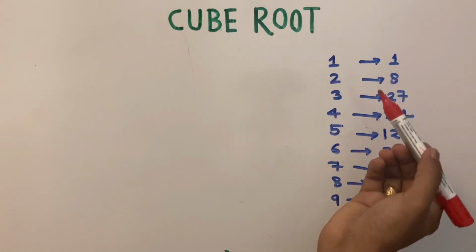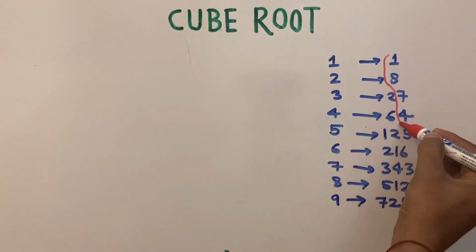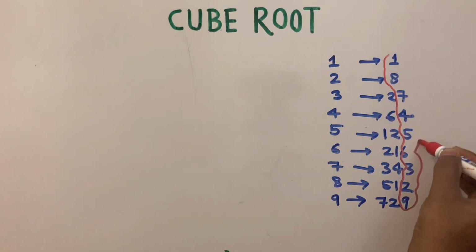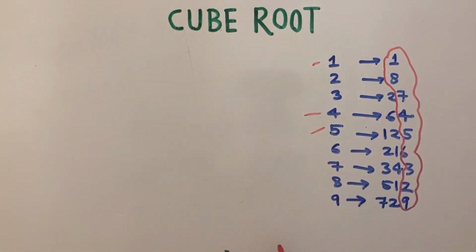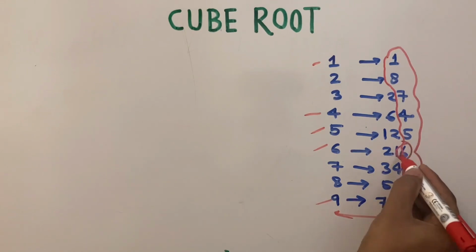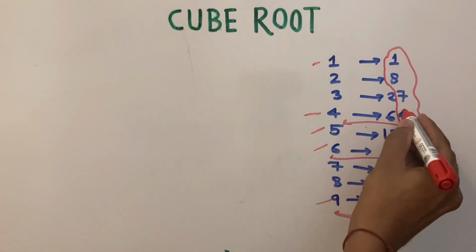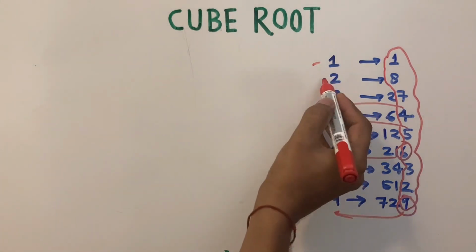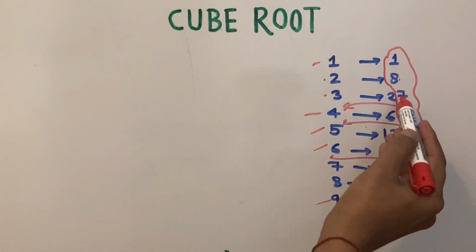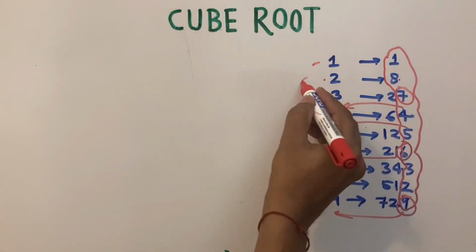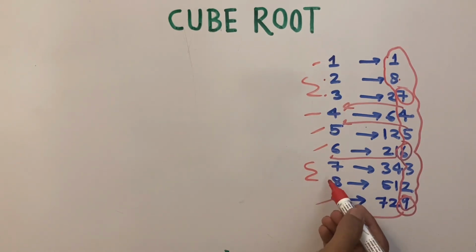Now take a close look at the last digit of the cubes. Here you can see a pattern: for the numbers 1, 4, 5, 6 and 9, the last digit of their cubes is the number itself. For number 2 the last digit is 8, and for 3 the last digit is 7, and for numbers 7 and 8 it is the reverse of numbers 2 and 3.